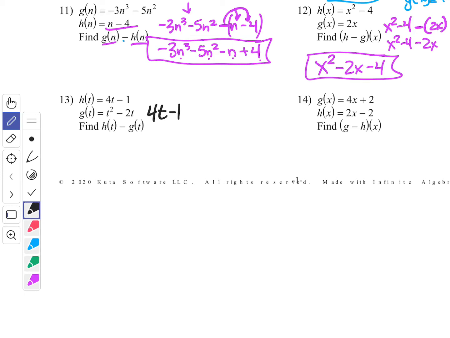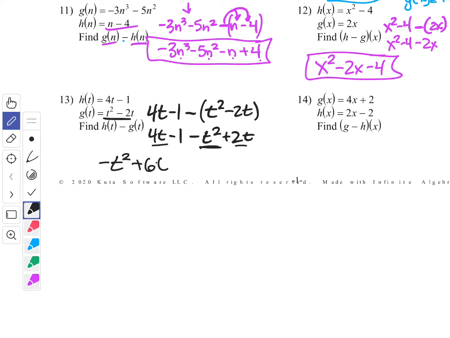So 4t minus 1 minus, and then I put it in parentheses, t squared minus 2t, because that's going to change it to negative 2t plus 2t. And then 4t minus 1 stays the same. No other t squared, so negative t squared. 4t and 2t make a 6t, and then a negative 1, and there's my answer.